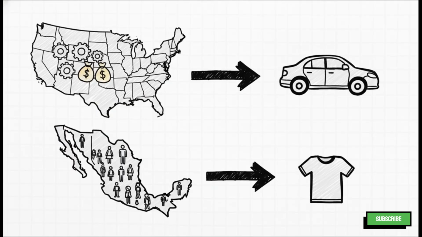Let's make this super concrete with our example. The US is a capital-abundant country. Car manufacturing is a capital-intensive good. What does the model predict? The US exports cars. Now let's look at Mexico. It's a labor-abundant country, and textile production, that's a labor-intensive good. So the model predicts Mexico will export textiles. See? It's a perfect match between what a country has and what a product needs.